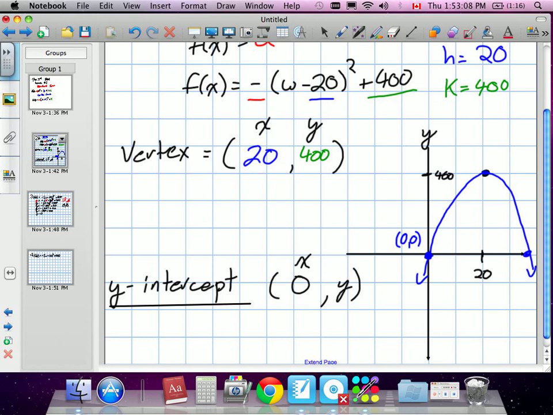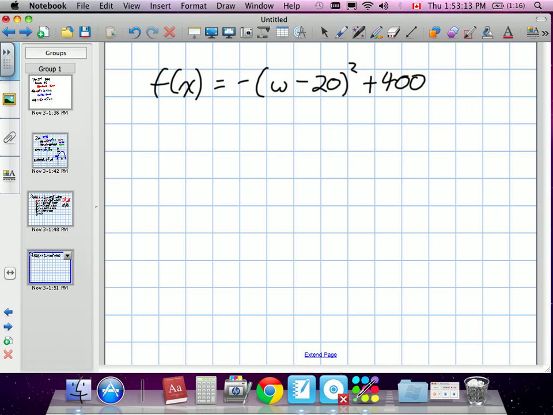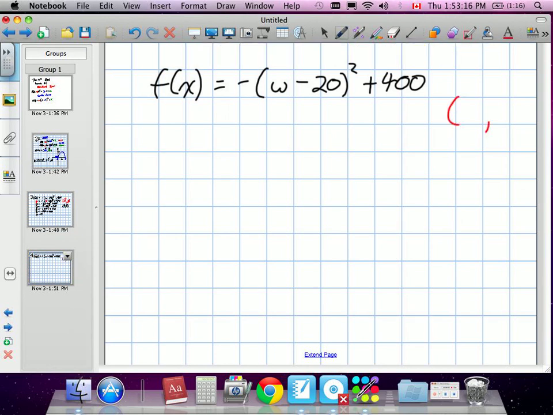An x-intercept is the same idea, only this time we're looking for an x value. What is our y value? 0. So it's the opposite of what we were doing before. Again, we're going to change this equation. We're going to replace f(x) with y, so we still have the same equation. We just want to relate it to our x, y coordinates. This time we're going to plug 0 in for y. So we'll have 0 is equal to negative (x minus 20) squared plus 400.